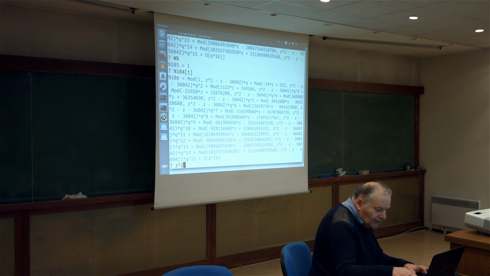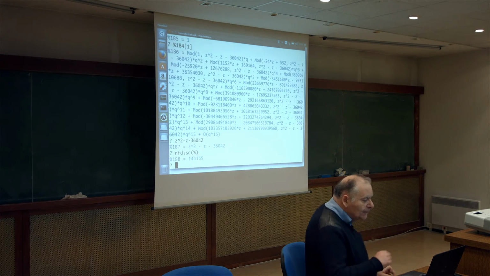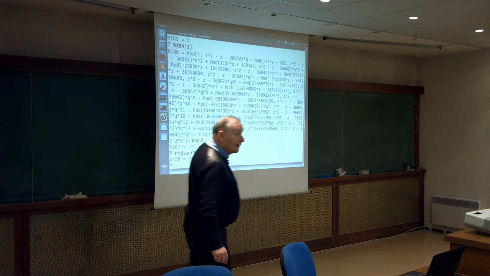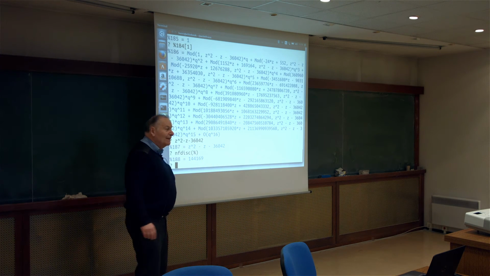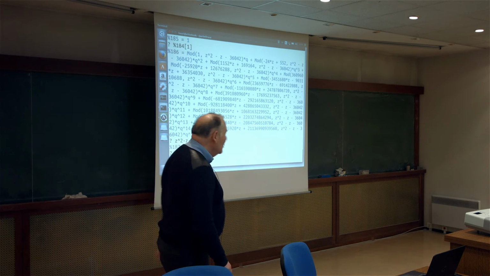If I take this polynomial z squared minus z minus 36042, and I ask for the discriminant of this polynomial, modular form experts will recognize immediately this number, which is not a square, contrary to what it looks like. It's a prime number, 12 squared, 13 squared. It's a well-known number in the theory.